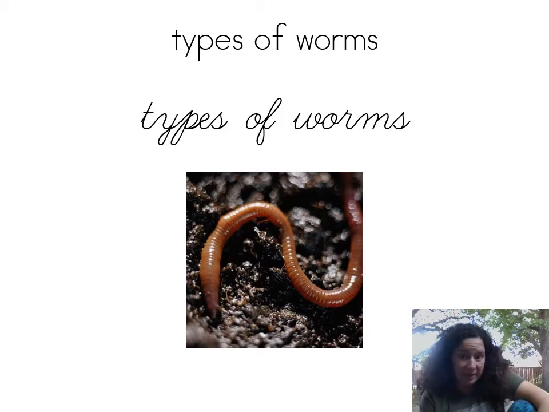They're also not an insect because they have no exoskeleton, and they don't have 6 legs. They're not spiders, or arachnids, because they don't have 8 legs. So these are called invertebrates, and these are called worms.